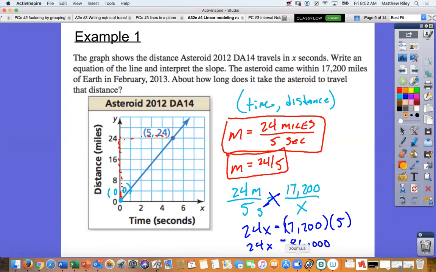And then divide both sides by 24, and we end up with something like this. And then what did it do? It traveled 17,200 miles in 3,583.33 seconds. So make sure you guys put the label. Again, as we're getting into real life math, make sure that you answer the question. So 3,583.33 doesn't really answer the question. You have to put the label to it. All right. Again, there's more than one way to do this, but that's how I chose to solve it. Let's move on to the next.